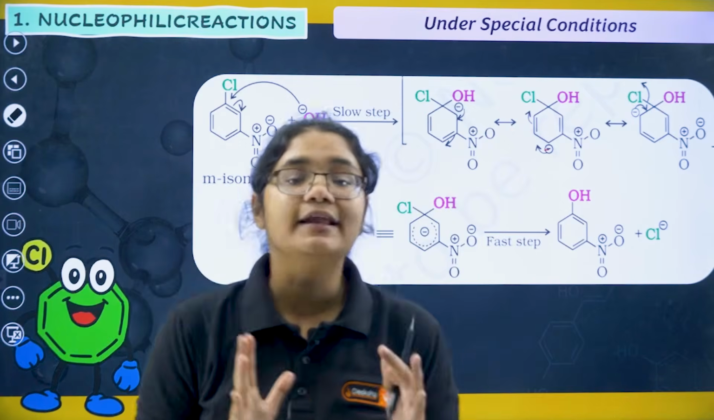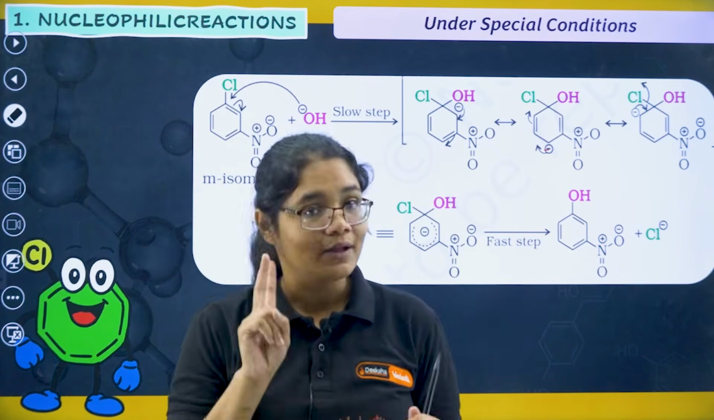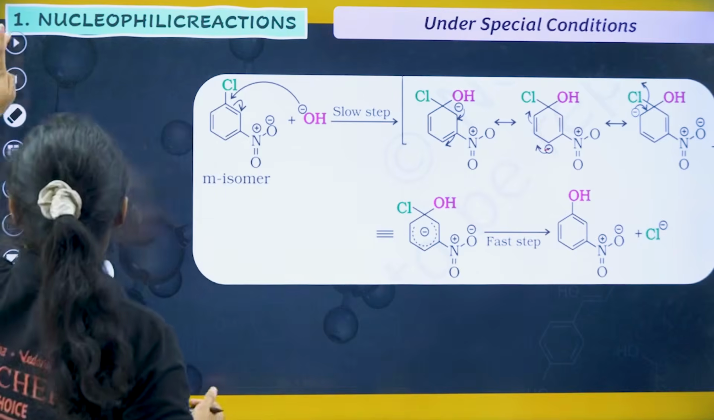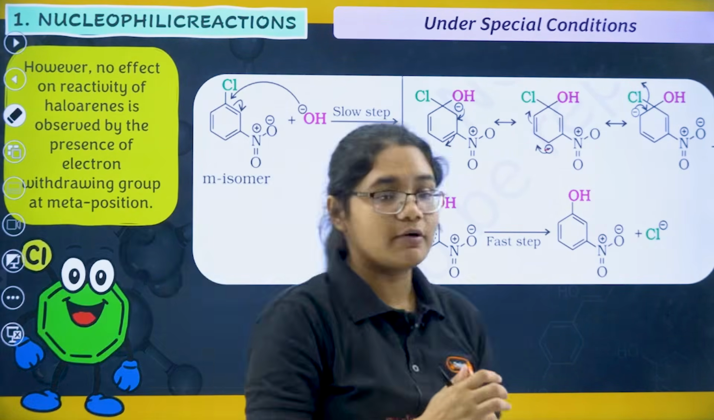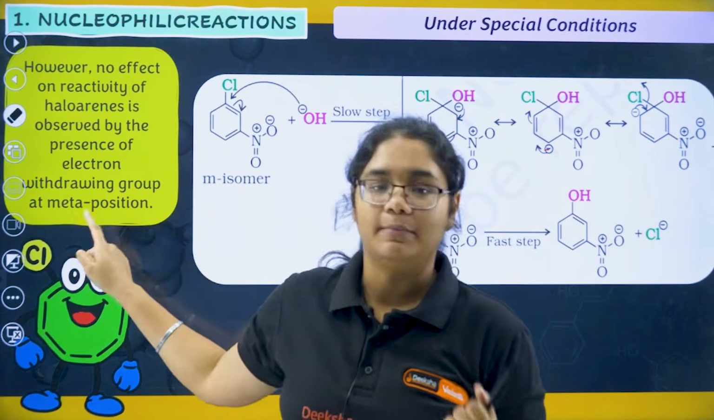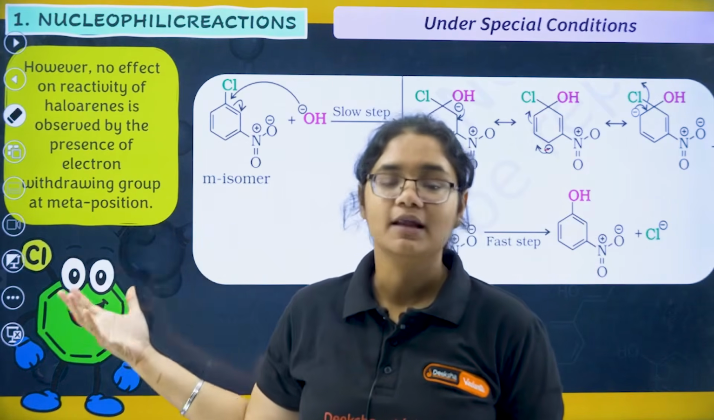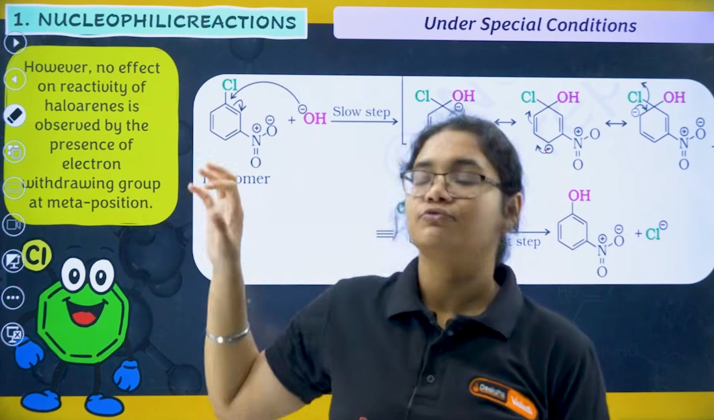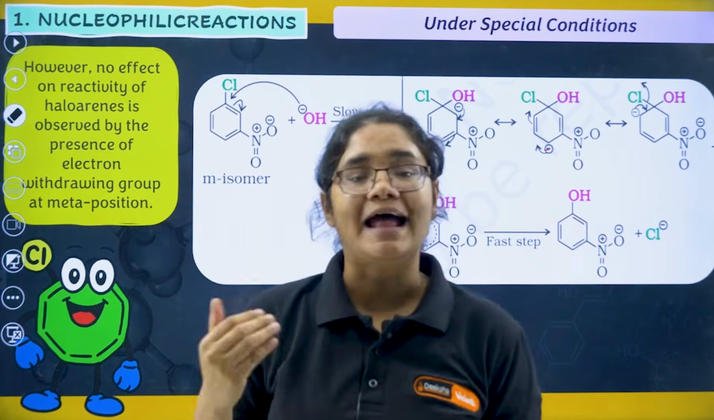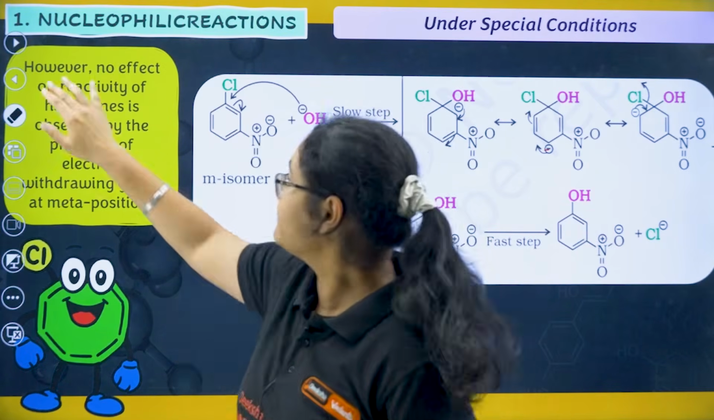Okay, so the NO2 group should be present at ortho and para position. We will see, however, that no effect on reactivity of haloarenes is observed by the electron withdrawing group at meta position. The reason is very simple, because the NO2 group is not able to withdraw the electrons from the benzene ring if it is present at meta position. Okay, fine.